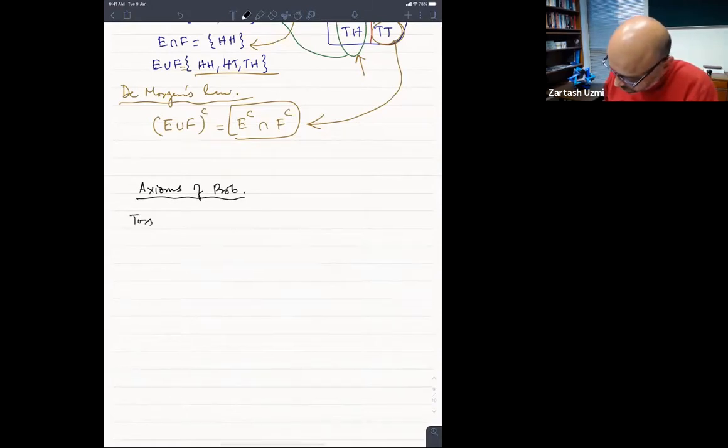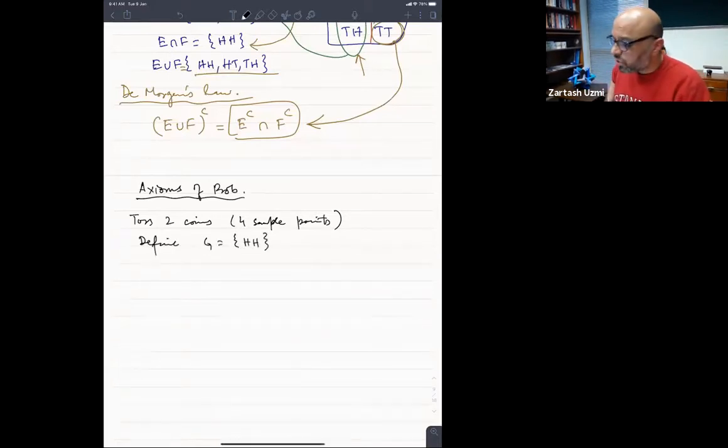Toss two coins. आज हमने बहुत दफा two coins toss कर लिए हैं, लेकिन चलें फिर कर देते हैं एक दफा. So 4 sample points. Toss two coins, you get 4 sample points. Define an event G as, say both the coins show the head. Okay. What are the chances that G occurs? Answers in the chat window.